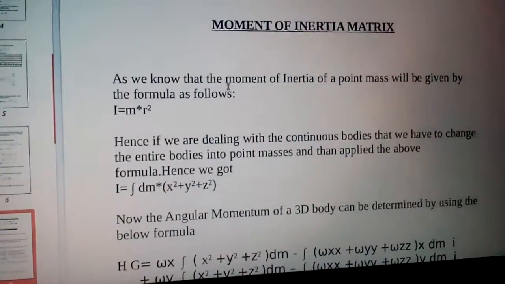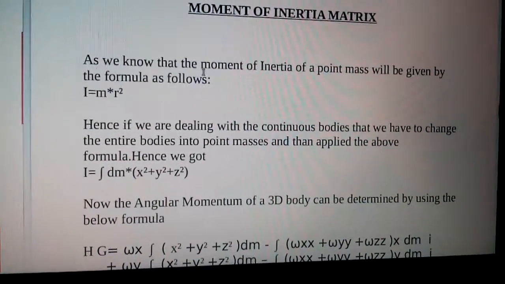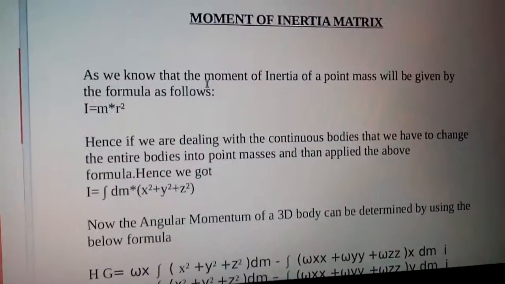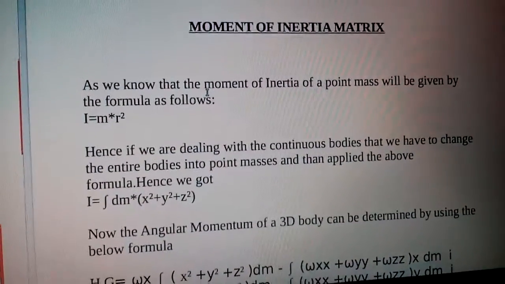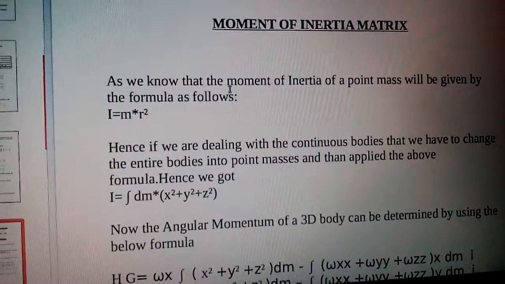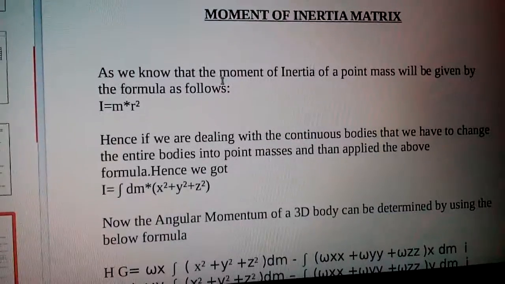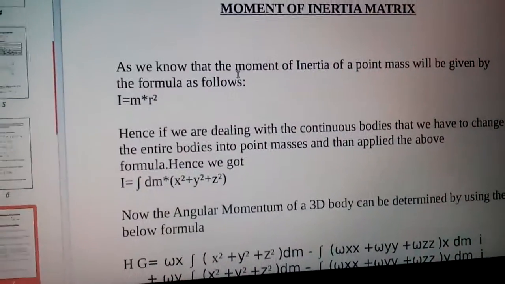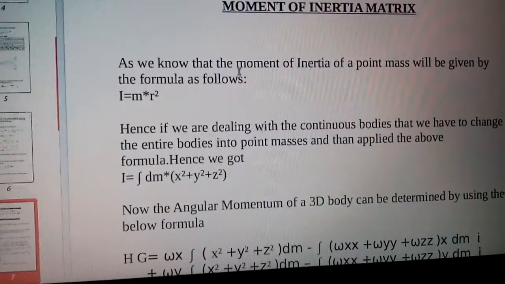Now let's move to another topic, that is the moment of inertia matrix. As we know, inertia is the ability of a body to resist the change in motion which will occur in it. Now if we are talking about a point mass, the moment of inertia is given by I is equal to mr square.